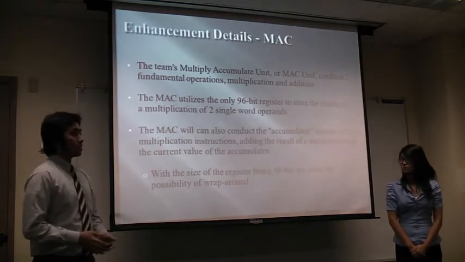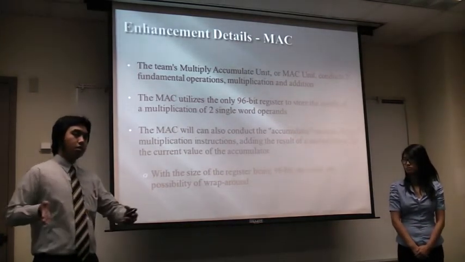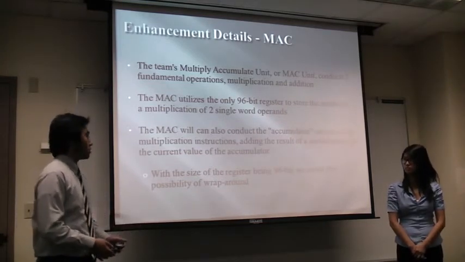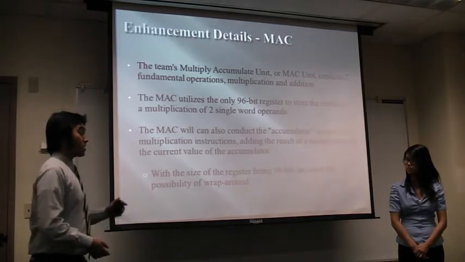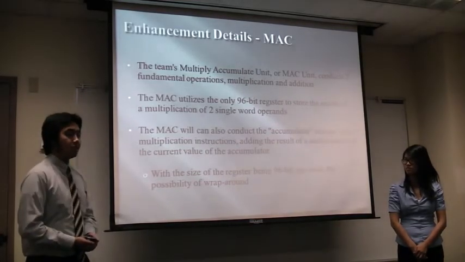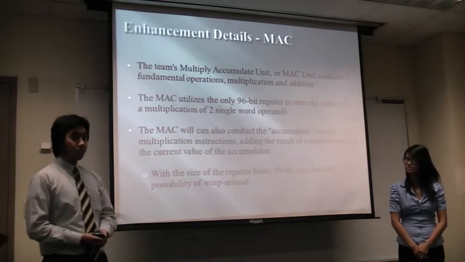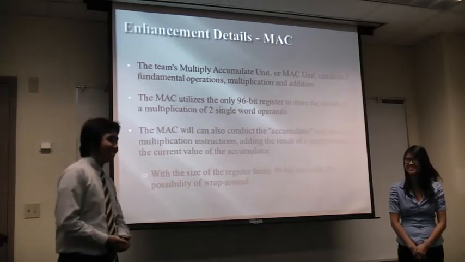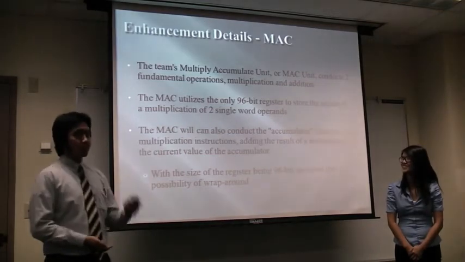With the size of the register being 96-bit, we give ourselves a 32-bit cushion to ensure that we do not go over wraparound. Technically we can still go over wraparound, but it would need to reach (2^63 - 1)/2, which is a very large number. And we do handle it in our code though.